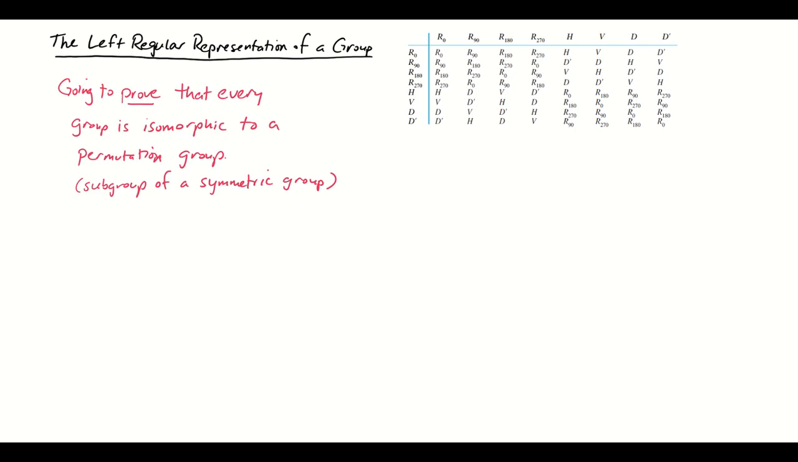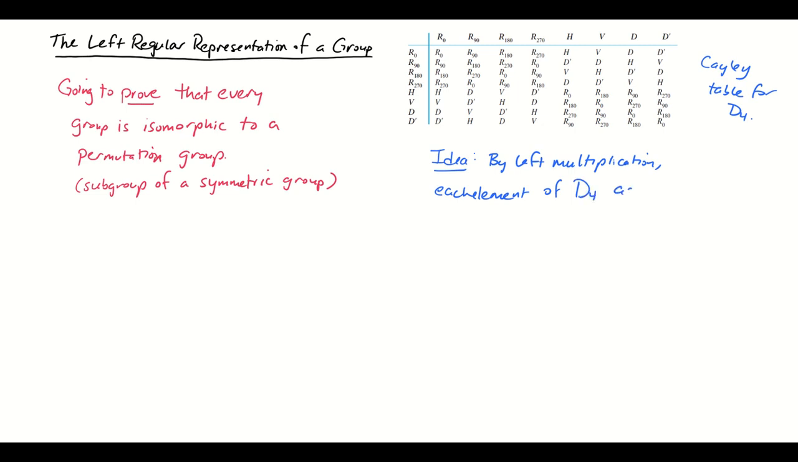So just to give an idea of how this works, I've included here the Cayley table for D4, the dihedral group on a square. And before we get into the proof of this, I'm going to just give an argument based on this example. So here's the idea. By left multiplication, each element of D4 acts as a permutation of the elements of D4.